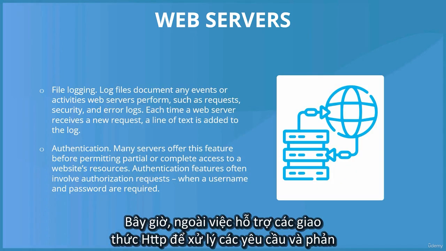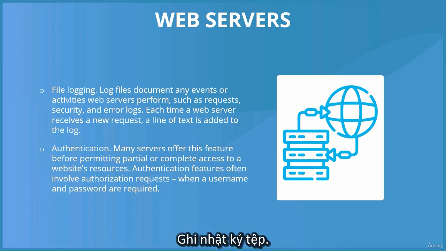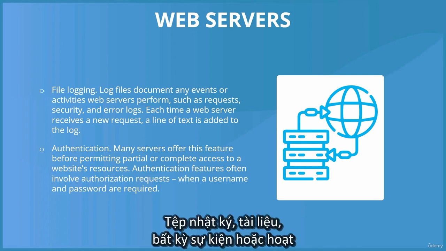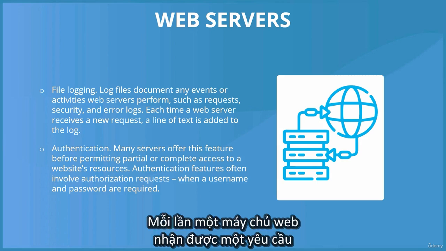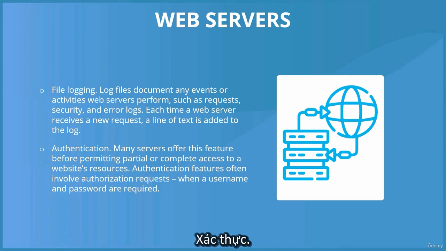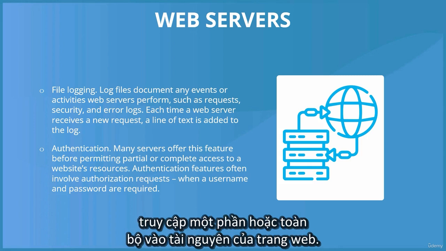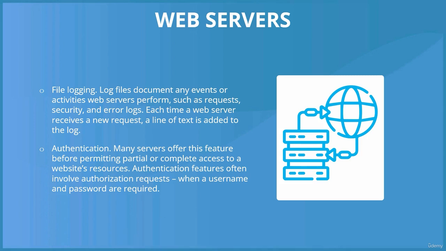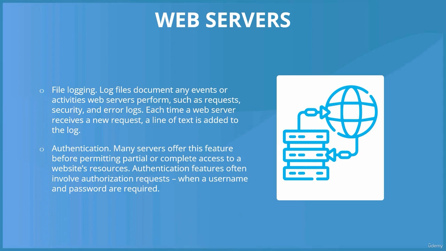Now, aside from supporting HTTP protocols to process incoming requests and responses, most web servers offer the following standard features. File logging. Log files document any events or activities web servers perform, such as requests, security, and error logs. Each time a web server receives a new request, a line of text is added to the log. Authentication. Many servers offer this feature before permitting partial or complete access to a website's resources. Authentication features often involve authorization requests when a username and password are required.